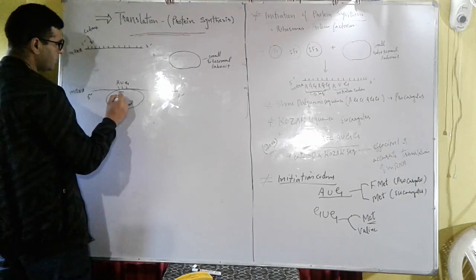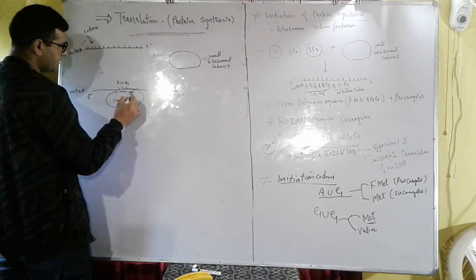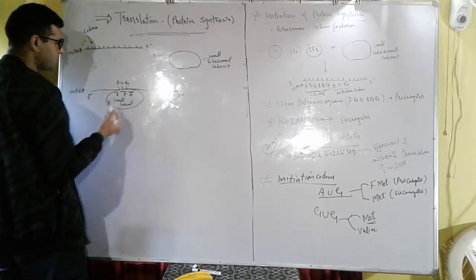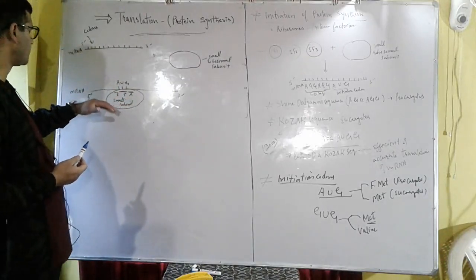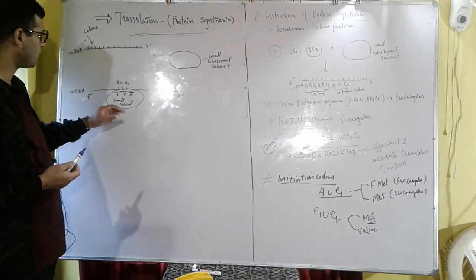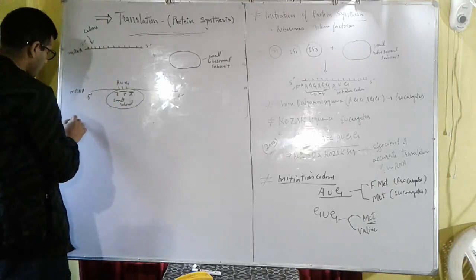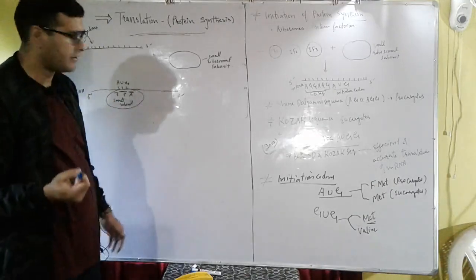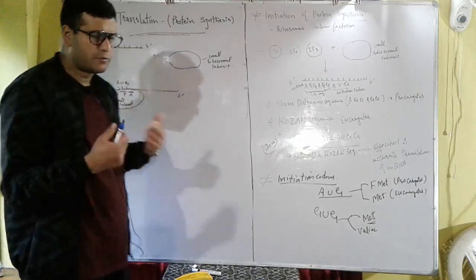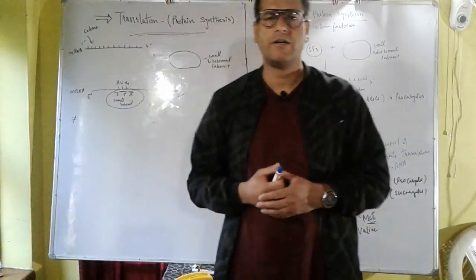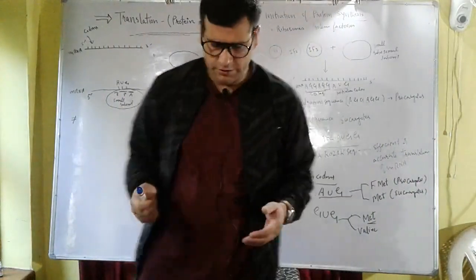It has two sites. One is the A site, then we have the P site, then we have the E site. This is called the initiation complex. That means mRNA binds to the small ribosomal subunit. Then the first tRNA will come, for example formyl methionine. It comes to the ribosome at the P site. That means it would be like this.